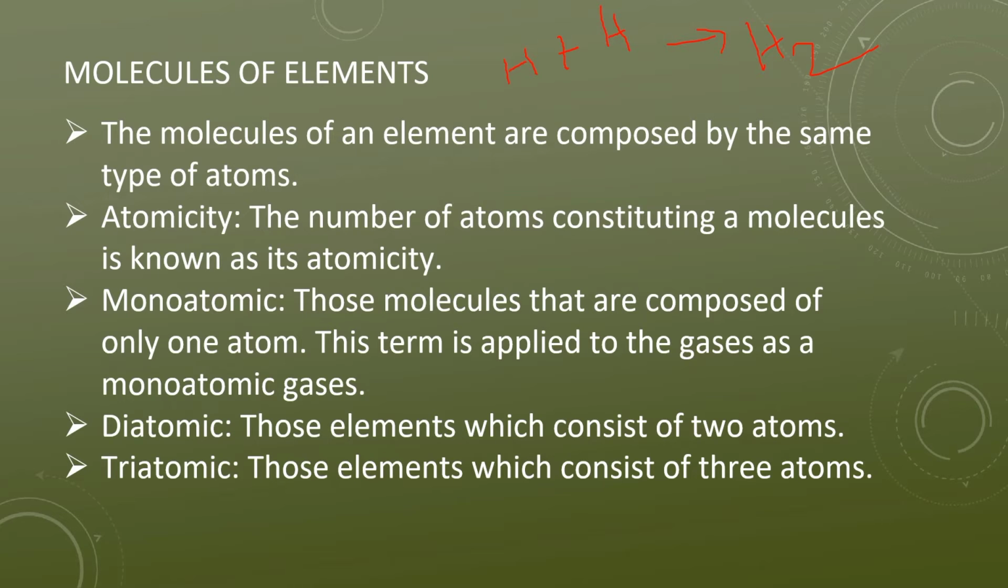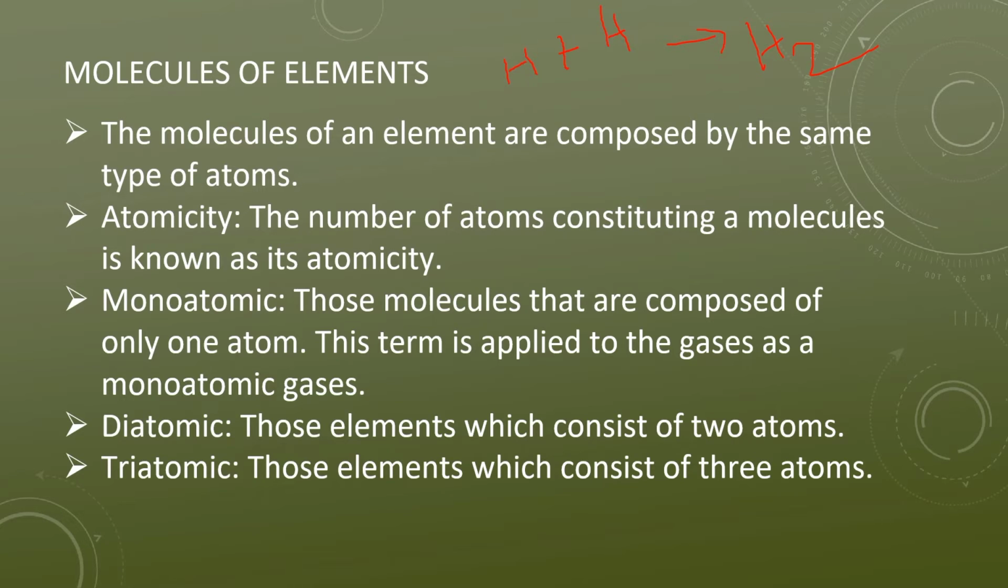You see, atomicity is what? The number of atoms that are combining to form a molecule is called atomicity. How many atoms are being used to form a molecule, that number of atoms is called the atomicity. Here you see two hydrogens are combining. That means the atomicity of this is 2. So in this way, atomicity is based on the number of atoms.